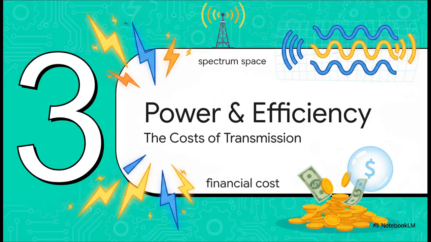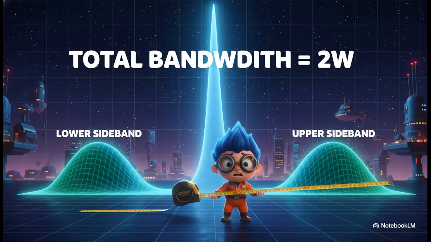Let's shift gears to Section 3, Power and Signal Efficiency. We need to talk about the real costs of transmission. Radio stations pay real money for electricity and for spectrum space, so let's look at the frequency domain. The bandwidth required to transmit this signal is represented by the formula B sub t equals 2W. Here, W represents the bandwidth of your original baseband message. When we modulate the carrier, the Fourier transform tells us we actually generate a large spike right at the carrier frequency, plus an upper sideband and a lower sideband.